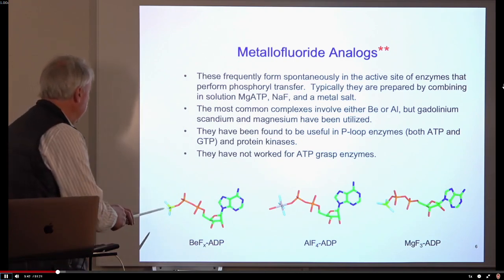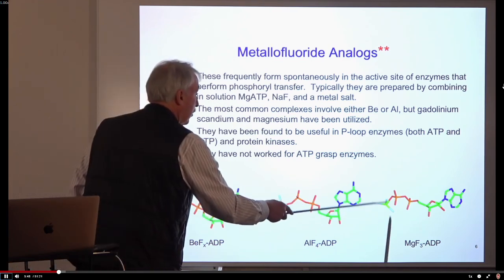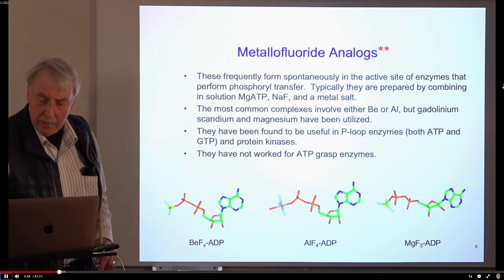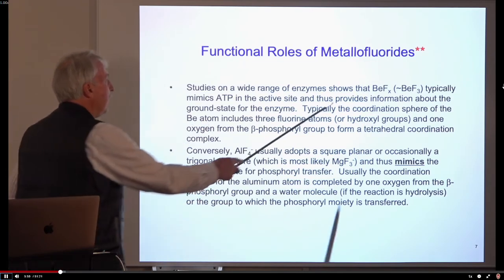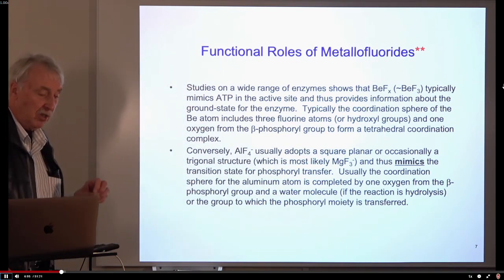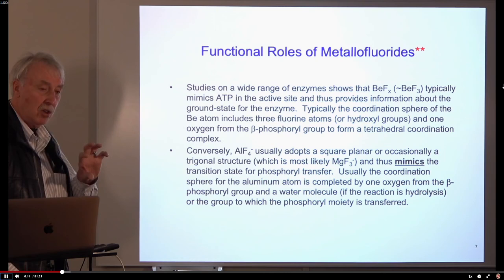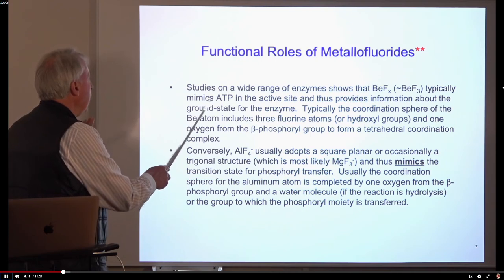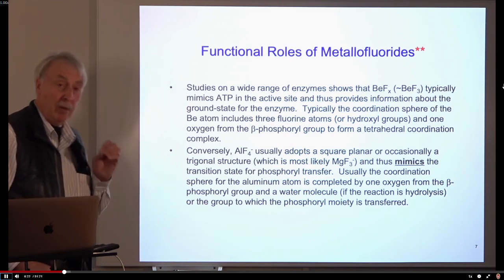And you'll notice that these have different configurations of atoms: square planar, trigonal bipyramidal, and tetrahedral arrangement around the beryllium fluoride. And as a consequence, we know that for beryllium fluoride, which I've shown as X here because sometimes the fluoride is replaced by a hydroxyl ion, you have to be very careful about interpreting the interactions of those fluorines or hydroxyls in the active site when you determine their structure. Typically, because it forms a tetrahedral coordination complex, this mimics ATP in the ground state.